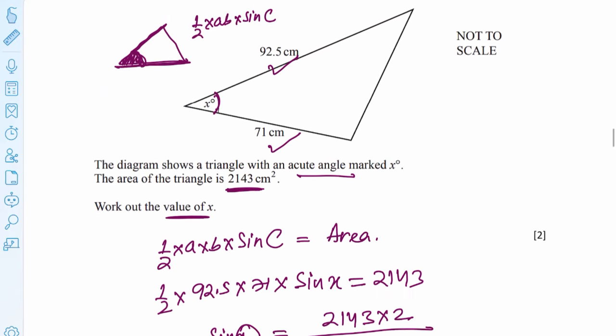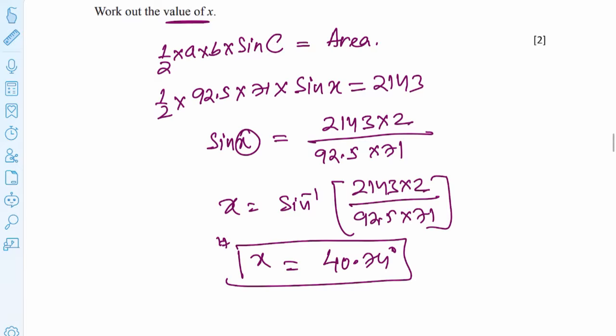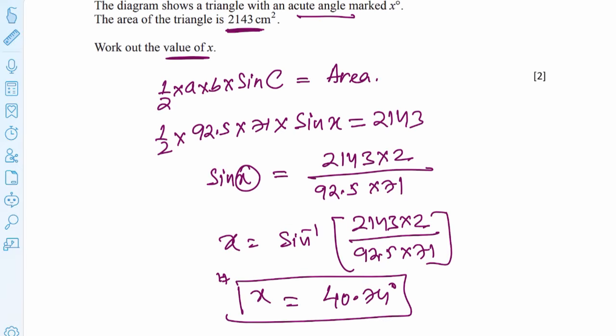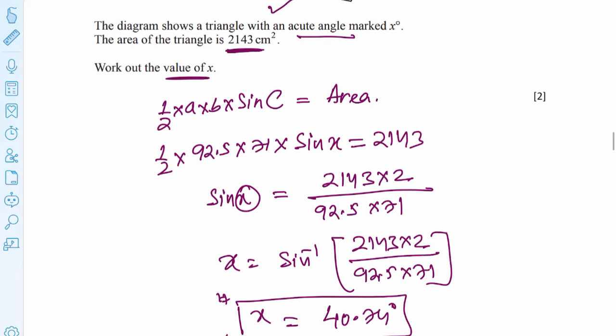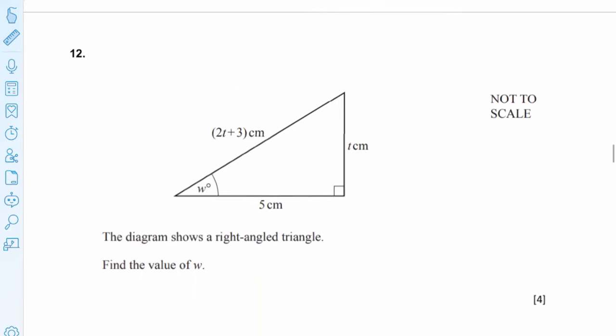Clearly, this is the area of a triangle. The formula is half AB sine C, which is given in the front page as well. Don't worry about the formula, you'll get it. Just try to understand what approach we are using to solve the question.